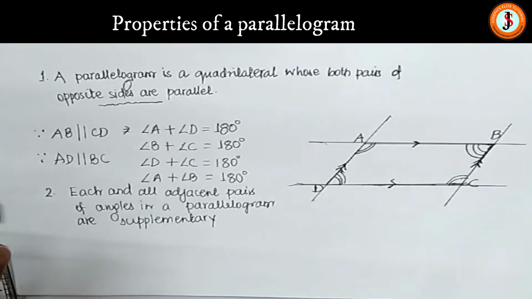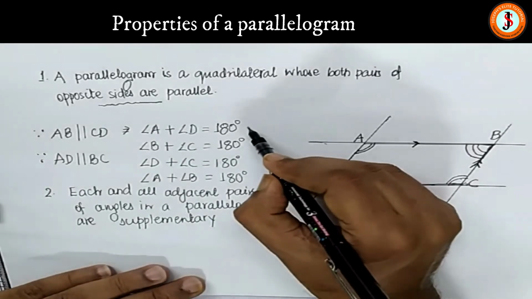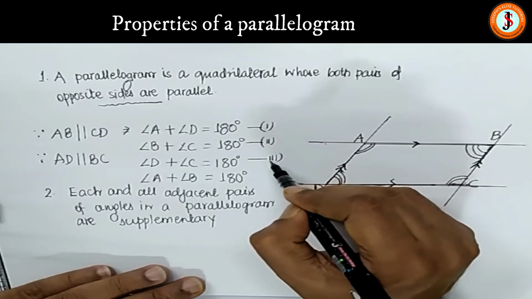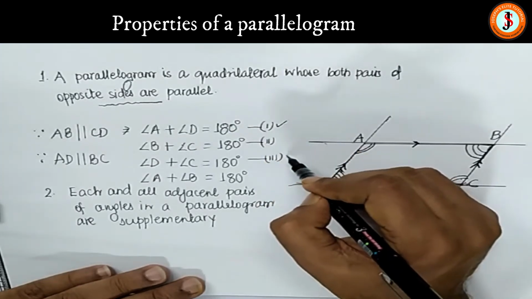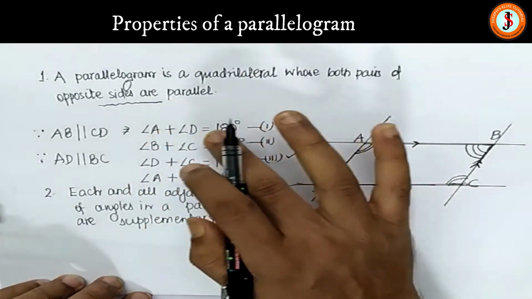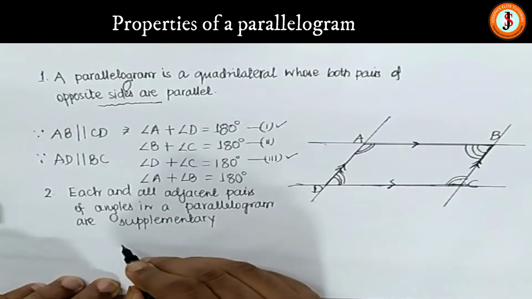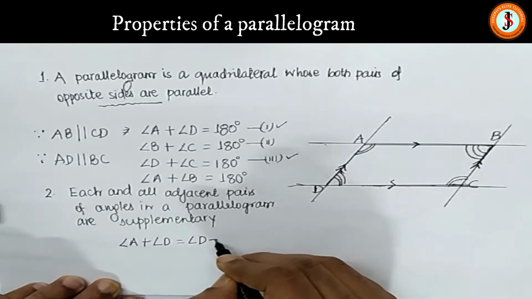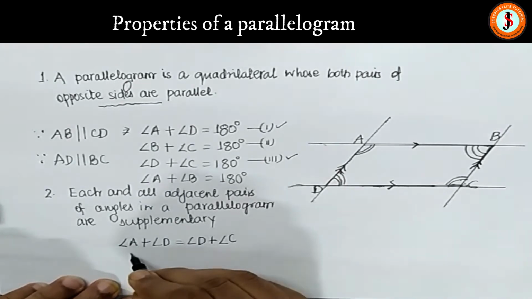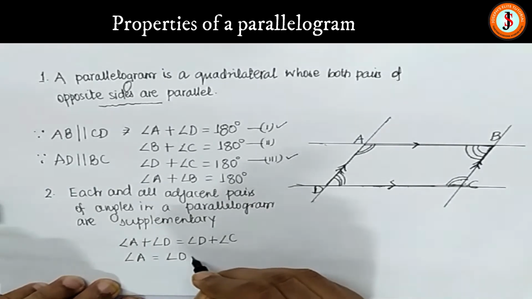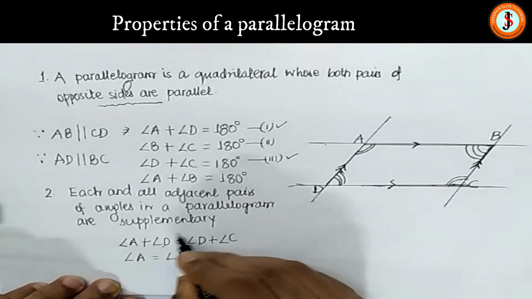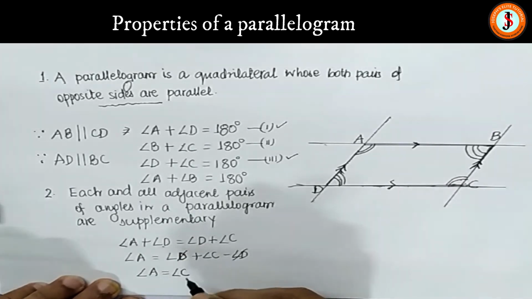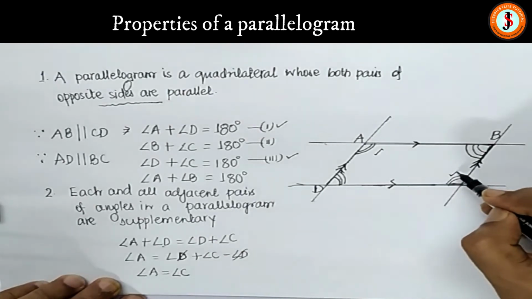Now, this is one thing, and secondly, if I put it as equation 1, equation 2 and equation 3, now what happens if I take equation 1 and equation 3? A plus D is 180 and D plus C is 180, so I can write A plus D is equal to D plus C. D is on both sides, so it cancels. So angle A is equal to angle C.